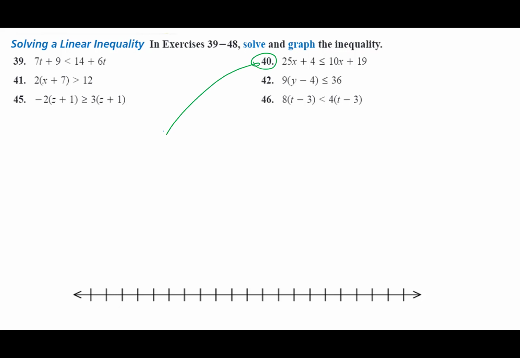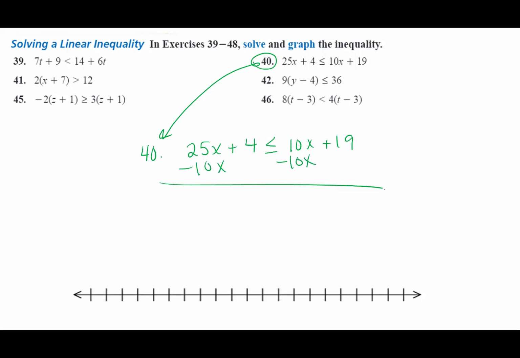Let's do number 40. It reads 25x plus 4 less than or equal to 10x plus 19. I want to make it where my variables are on the left side of the inequality symbol, so I will subtract 10x from both sides. 25x minus 10x is 15x, and then we have the plus 4 less than or equal to 19. Next, subtract 4 from both sides. That leaves 15x less than or equal to 15.